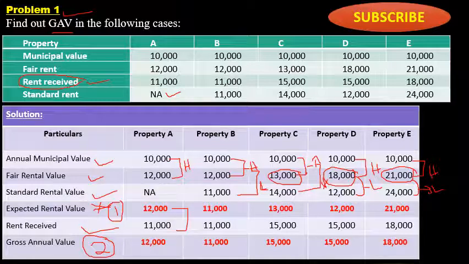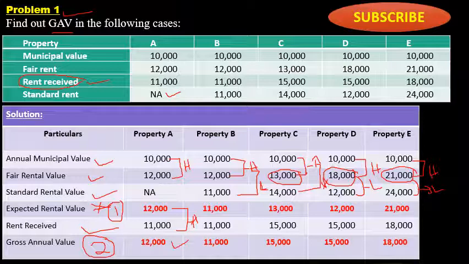So if vacancy period and unrealized rent is given, then gross annual value equals rent received. Otherwise, expected rental value or rent received, whichever is highest, is the gross annual value. So in this problem, no vacancy period, no unrealized rent. Therefore, we have to apply the first provision of gross annual value, that is expected rental value or rent received, whichever is highest, is the gross annual value.